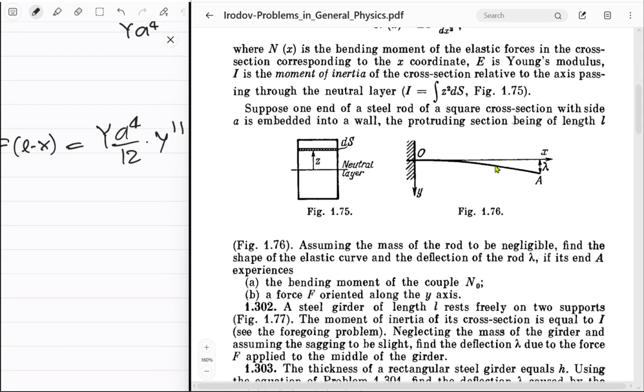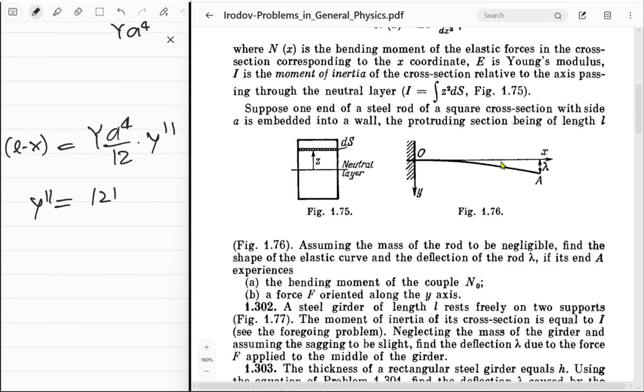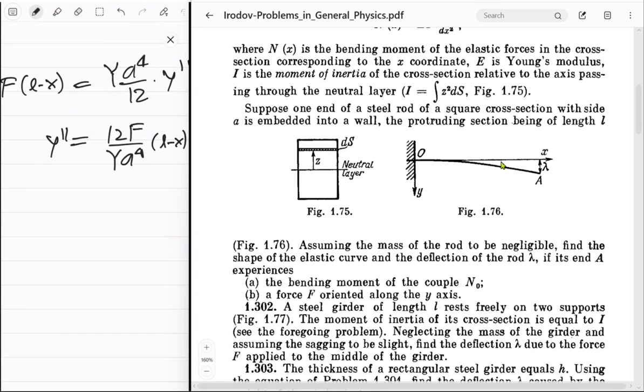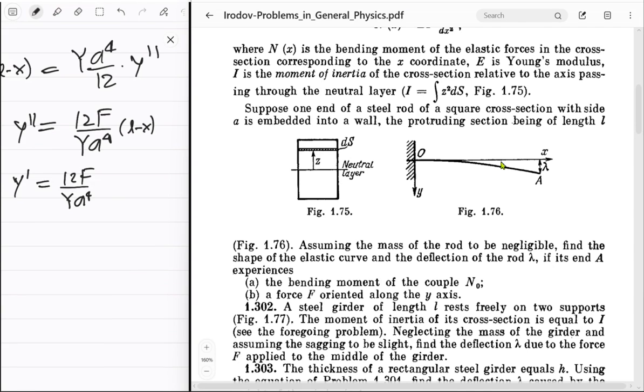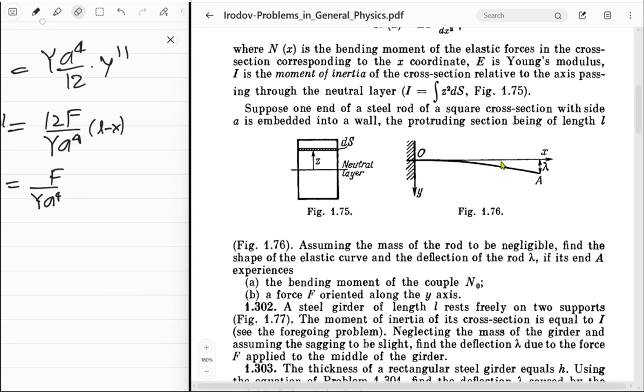What if I used a different X value? Well, no, just leave it like that. So y double dash is just equal to 12 F upon Young's modulus A power 4, and then you got L minus X. Now I just want to integrate this. y dash is just equal to 12 F upon Young's modulus A power 4, and integrate that. So you got 6F upon all that, and then L minus X squared as it goes from X equal to 0 to X equal to X. X equal to 0 is just L. And then it's a negative as well, so it's actually supposed to be L squared minus L minus X squared.